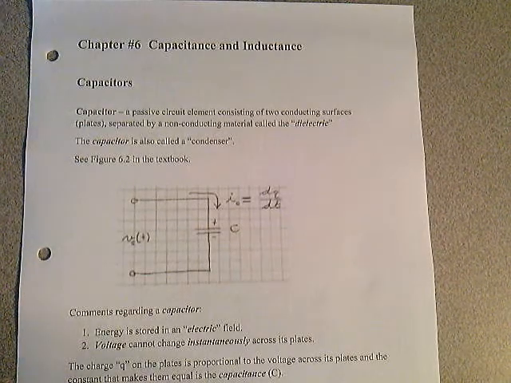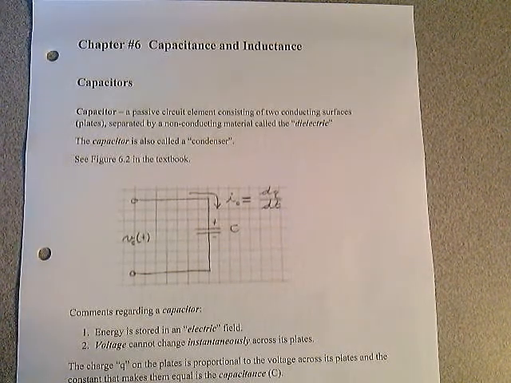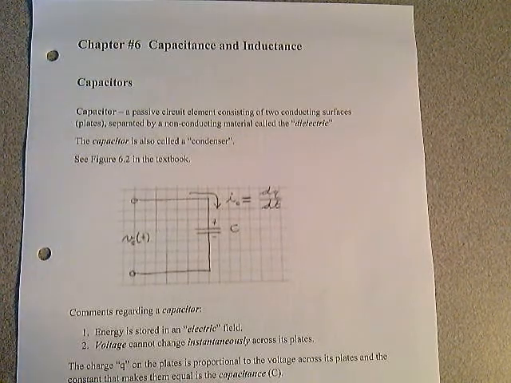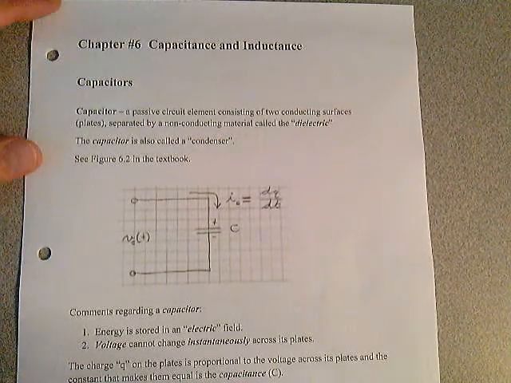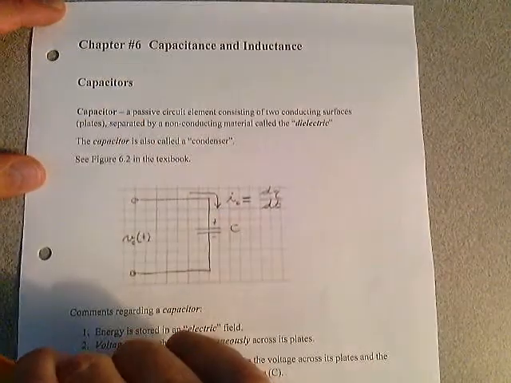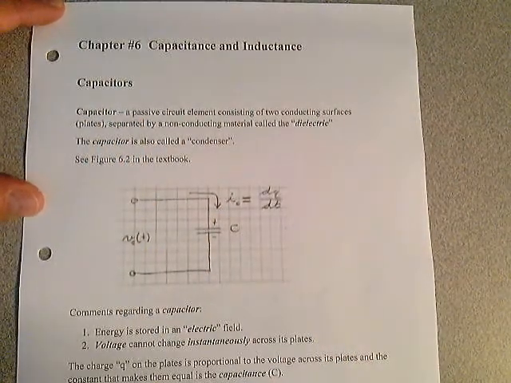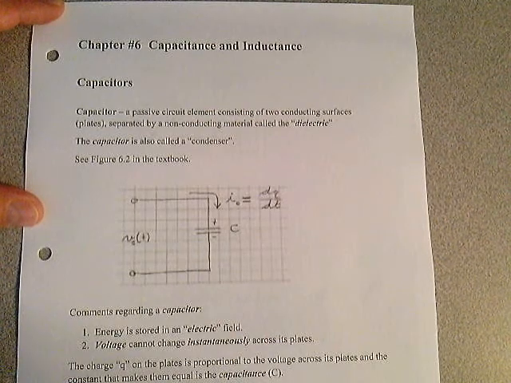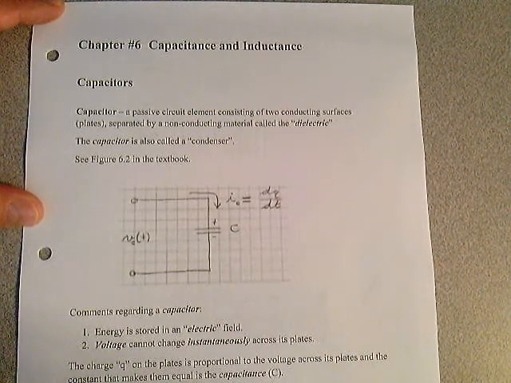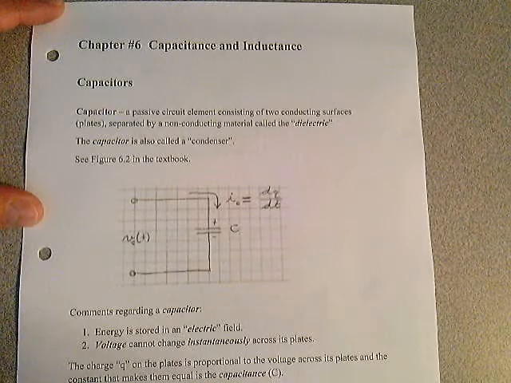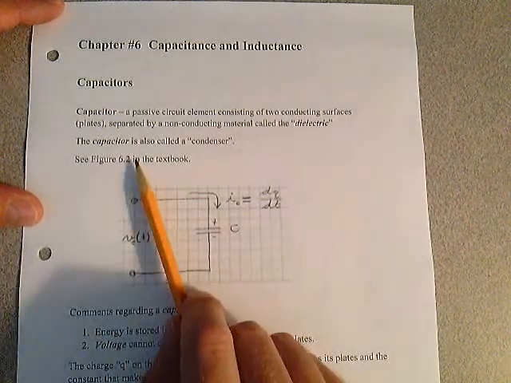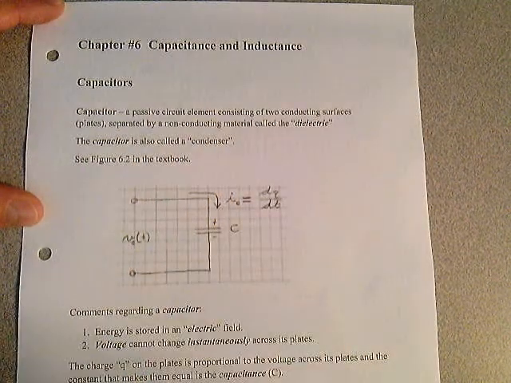We're going to start out on page 1 of my lecture notes for the second half of the semester, chapter 6. We're going to talk about capacitors. A capacitor is a passive circuit element consisting of two conducting surfaces or plates separated by a non-conducting material called a dielectric. The capacitor is also referred to as a condenser.